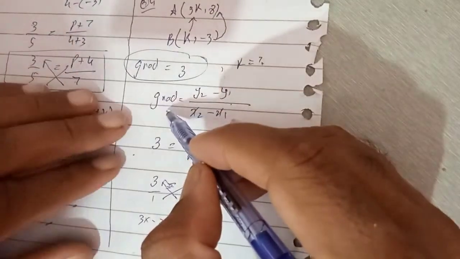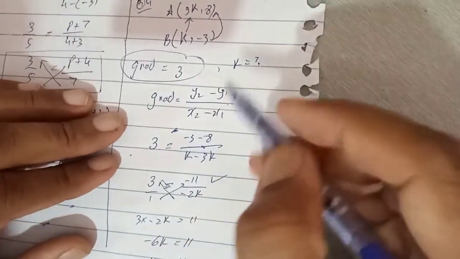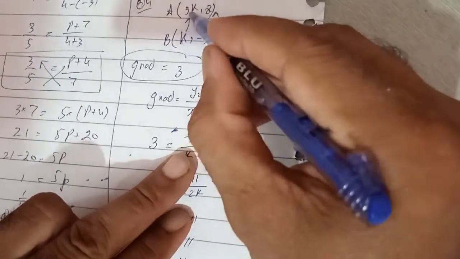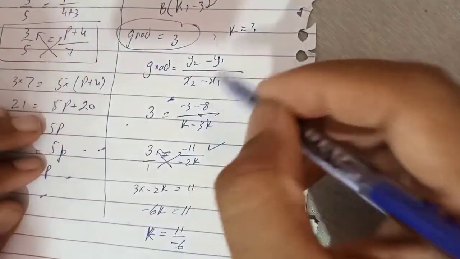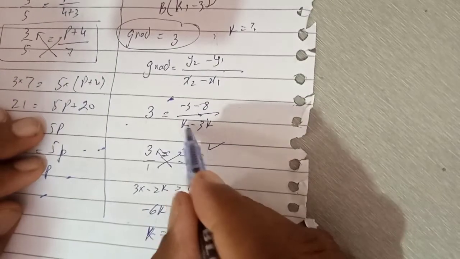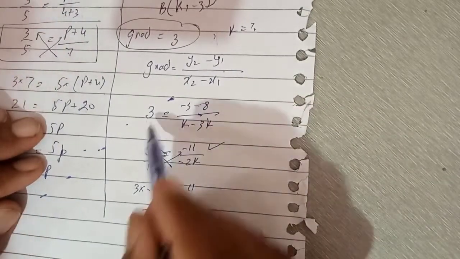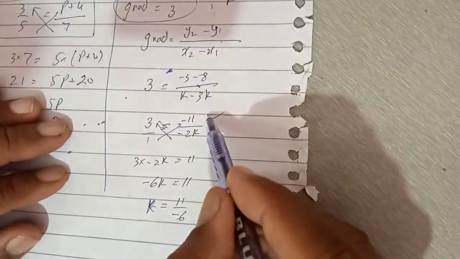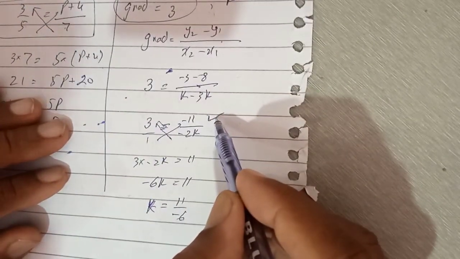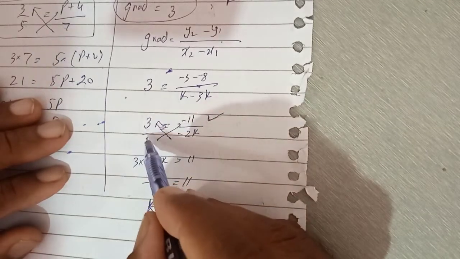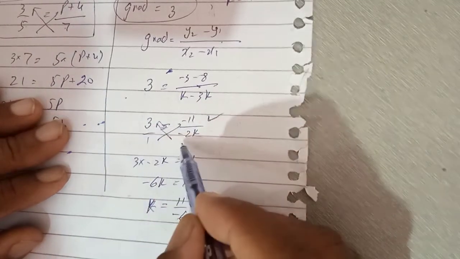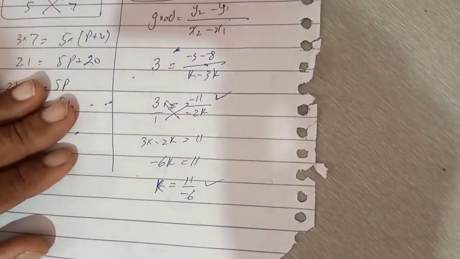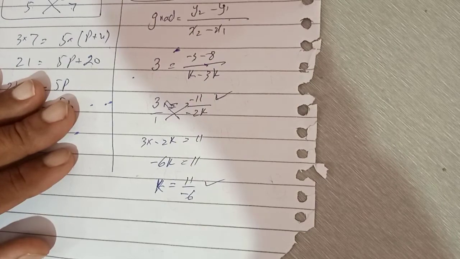I use the formula of gradient, y2 minus y1 over x2 minus x1. So minus 3 minus 8 I write over here, k minus 3k I write over here. Minus 3 minus 8 is minus 11, k minus 3k is minus 2k. This is 3, the gradient as given in the question. On the left side there is a fraction, on the right side there is 3. I put 1 over here, make it a fraction, then do cross multiplication and get the answer. The value of k is 11 over 6.